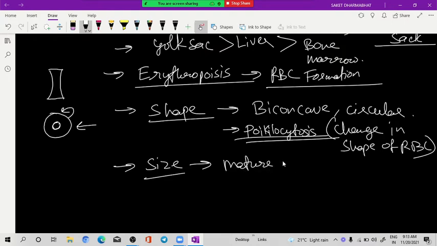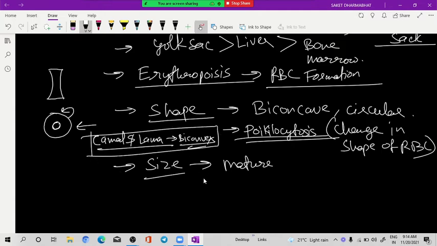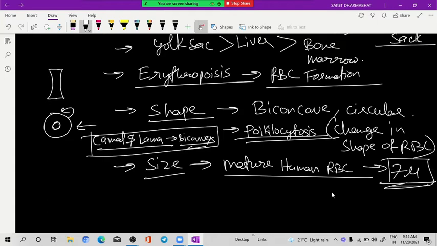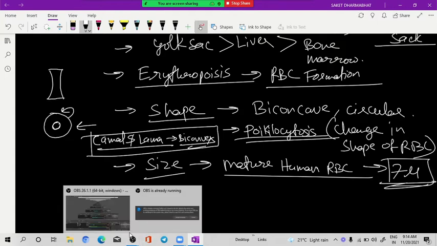Mature RBC. Okay. In this shape, if we talk about, this is about the human, but you know camel and llama, their RBC shape is biconvex. This is the exception. All mammal RBC is what? Biconcave, except camel and llama. Now mature human RBC size is 7 micron. Very, very important for the NEET. What is the size of mature human RBC? It is 7 micron.